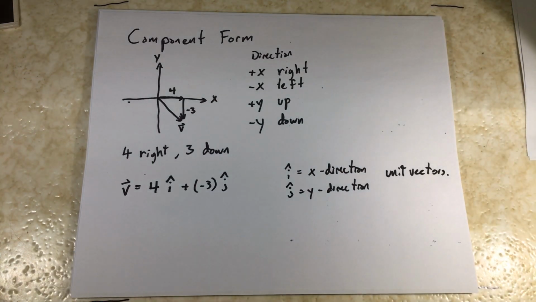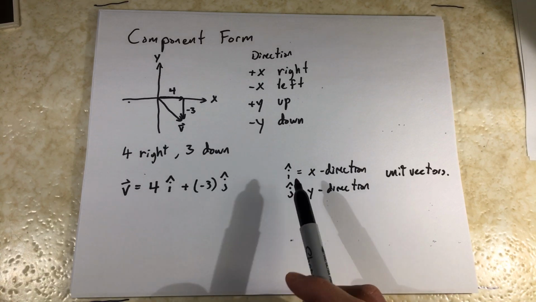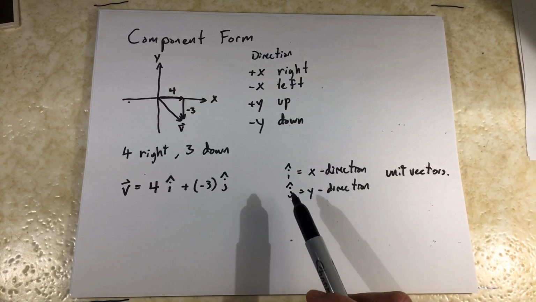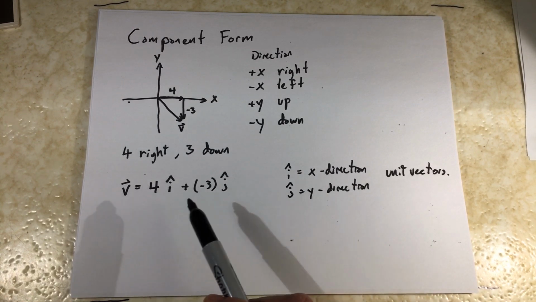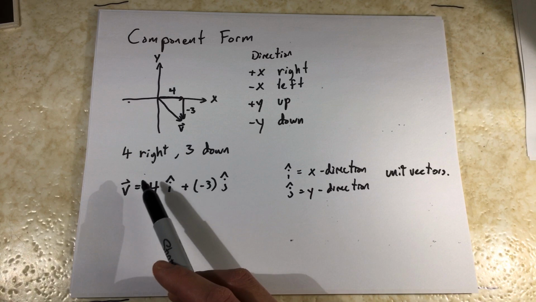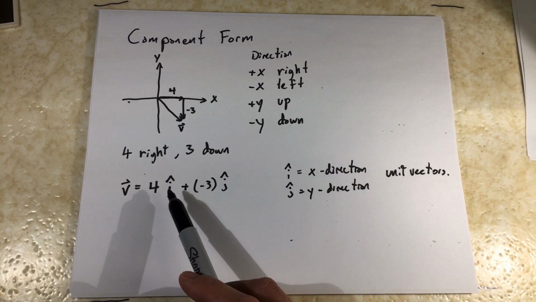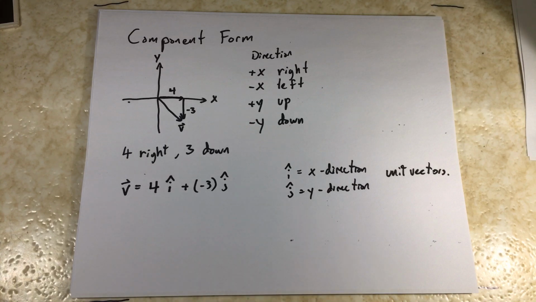Unit vectors have direction, right? They tell us x or y direction. But they are called unit because they have a magnitude of 1. So the coefficient in front tells us the magnitude in that direction, but the unit vector just gives the direction only.